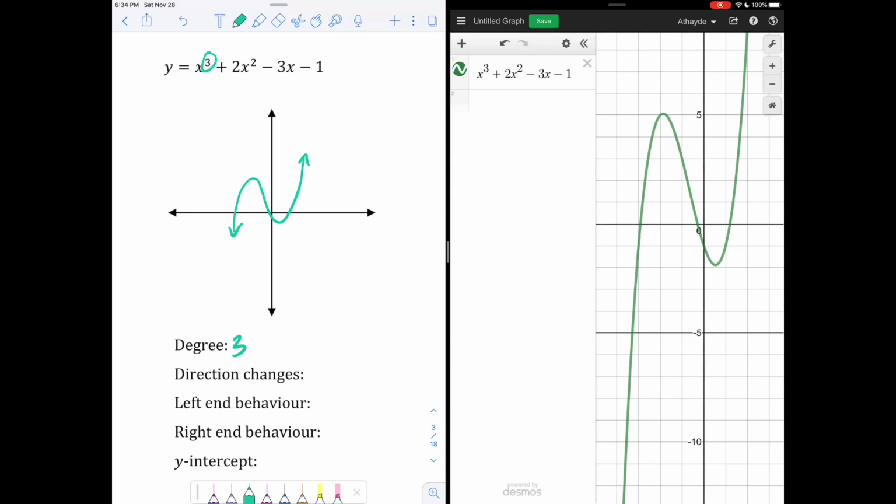That'll work. How many times does it change direction? Well, it's going up, and then it's going down, and then it's going up again. So it changes direction twice.